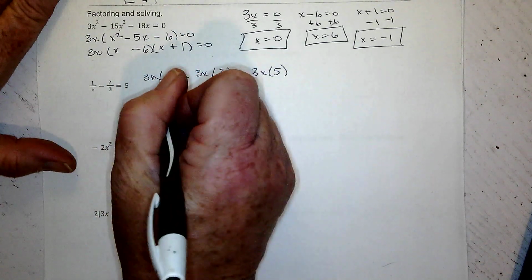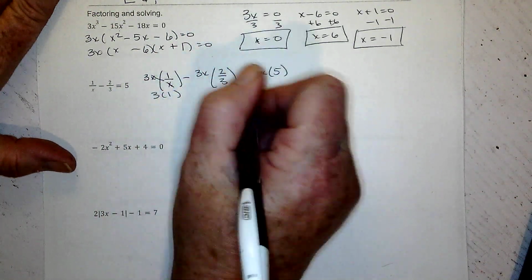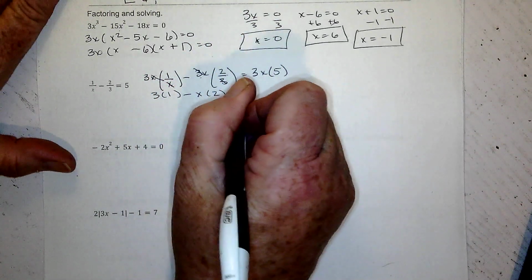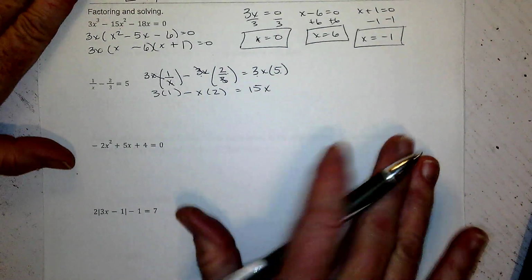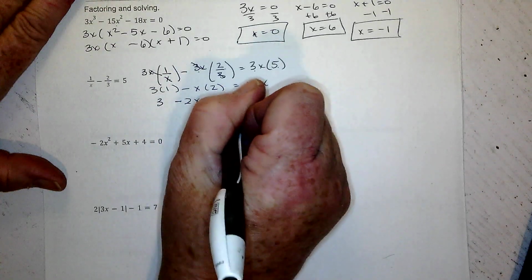All right, our x is reduced. We're left with 3 times 1. Our 3 is reduced. We're left with x times 2. And 3 times 5 is 15, and don't forget your x. So this becomes 3 minus 2x is equal to 15x.